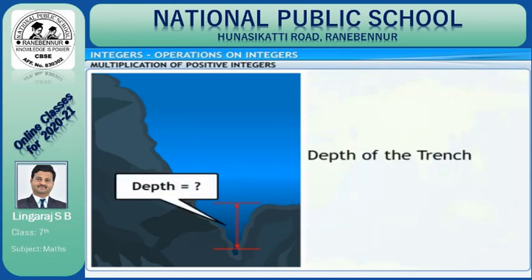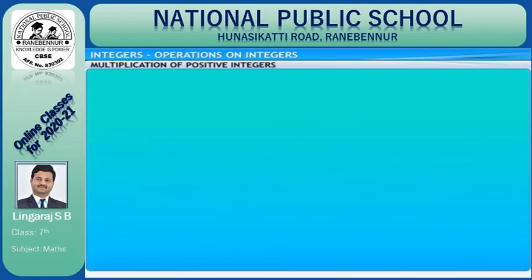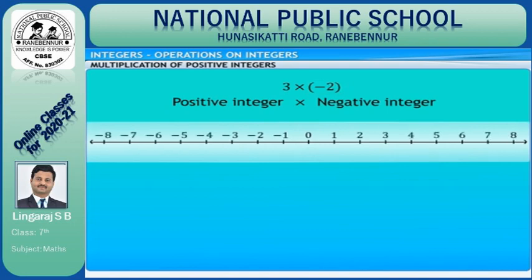To calculate the depth of the trench, you need to multiply 2 with minus 5,000 meters. Let's try to understand the multiplication of a positive integer with a negative integer with the help of smaller numbers, say 3 and minus 2. Take a look at the number line given here. You can see that minus 2 plus minus 2 plus minus 2 equals minus 6. But this equation can also be written as shown.